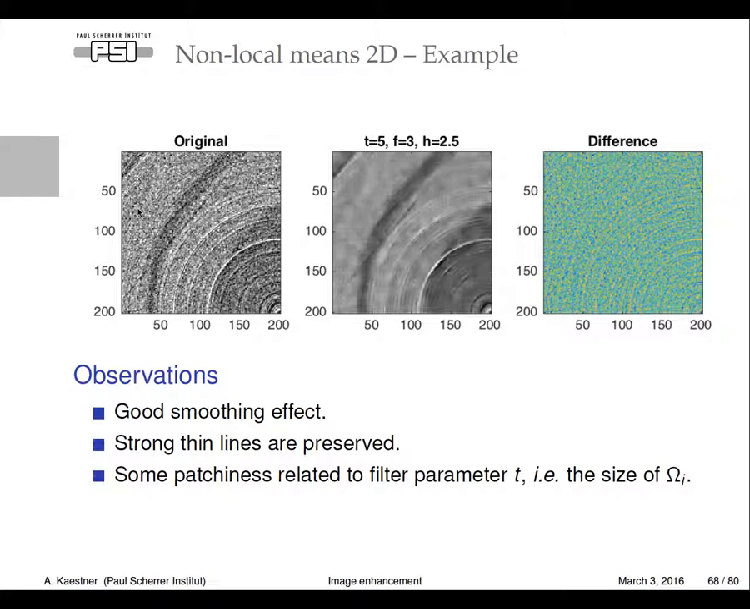It's very strong, and strong thin lines, they are preserved, as you can see here. So if you have very thin features, this filter will actually preserve them. And on the beamer you can't see it, but there is some patchiness, and that's related to the implementation, which I'm going to mention next.